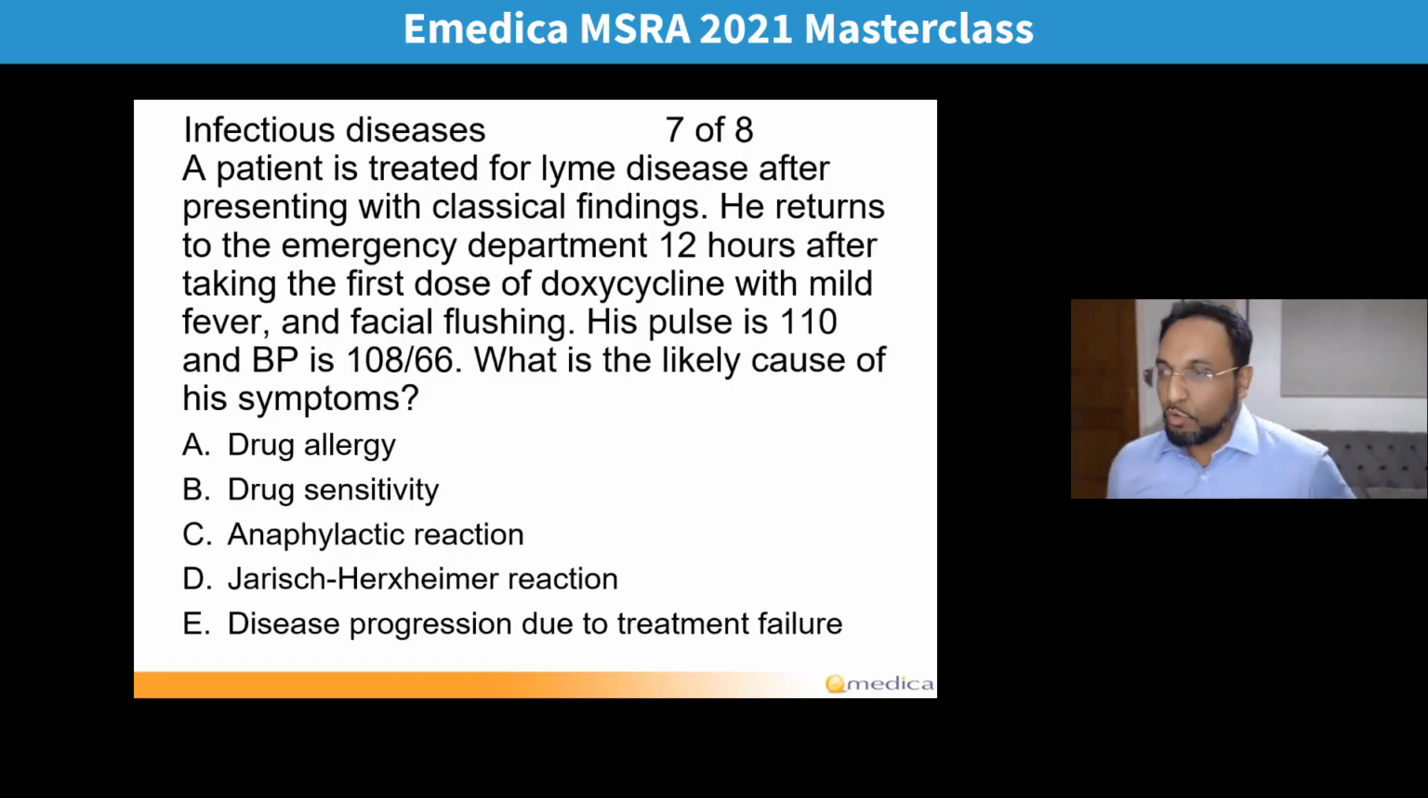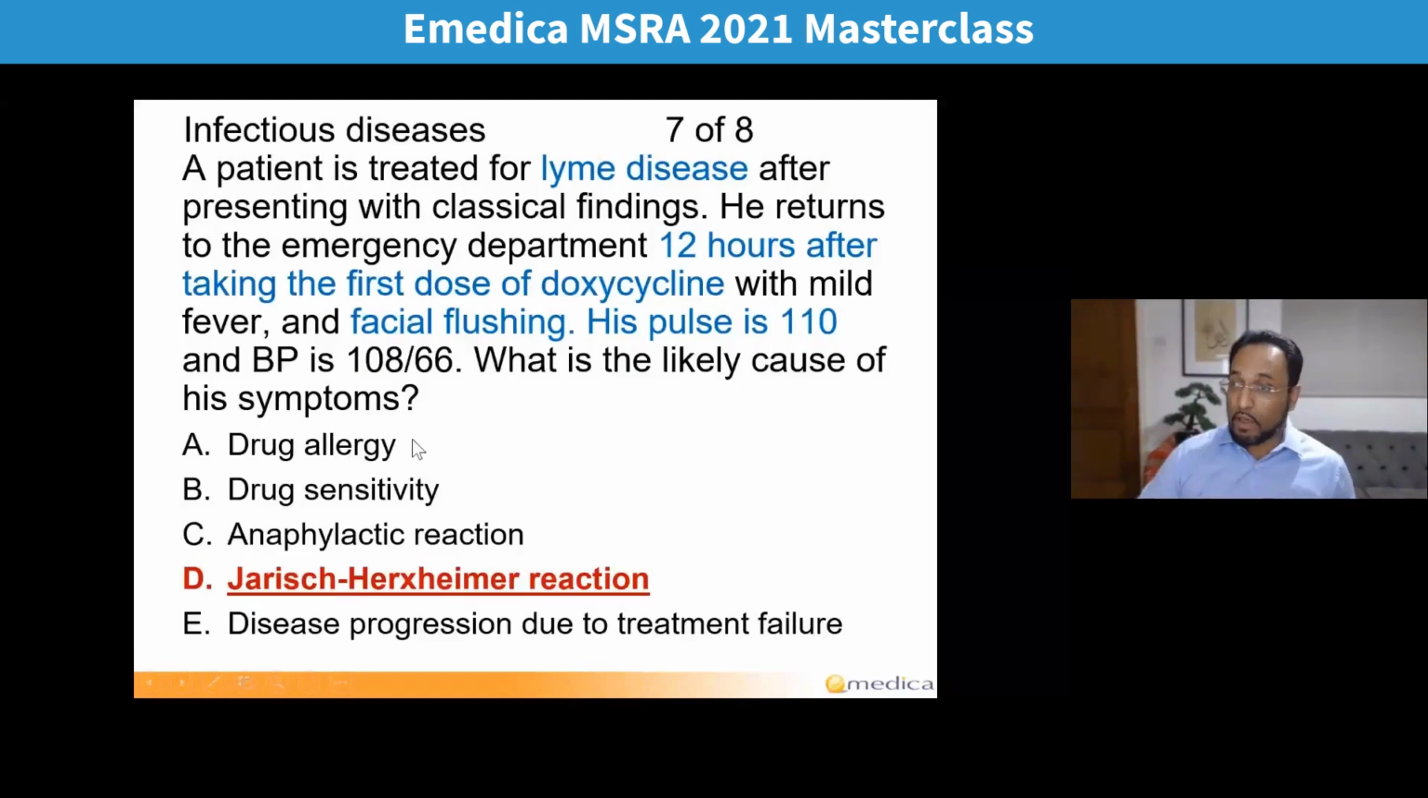So I can see that the most popular answer, about half of you have picked D, and then the 2 other ones that are popular, A and B, a drug allergy or drug sensitivity, are the two other ones. Okay, the correct answer here is D. So well done. About just over half of you got that right. Okay, so well done. But quite a few people picked one of the other options.